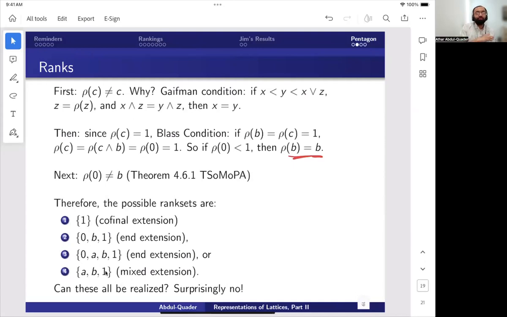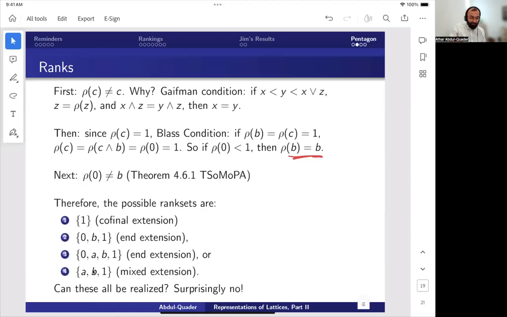This is just looking at the properties we know about ranks, and this one result that says rho of 0 is not B. So in this case, could rho of 0 be A? Can we get a mixed extension? This last one is ruled out by a recent paper of Jim's, that's in JSL. I'm just going to mention it; I'm not going to go into the details of how it's proved. It's a very interesting paper.